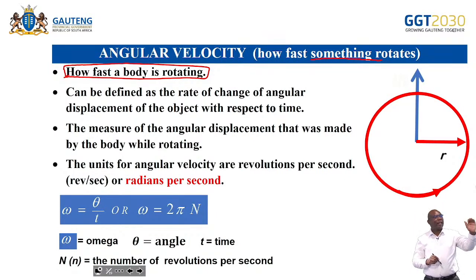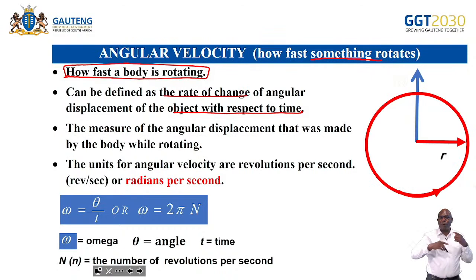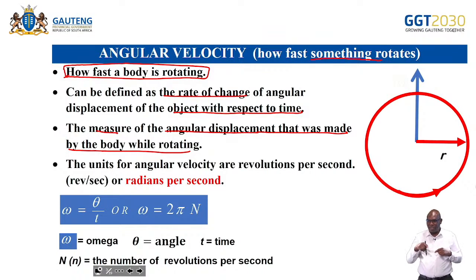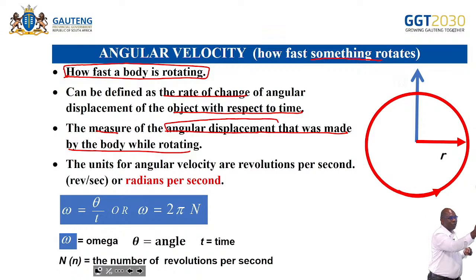It can also be defined as the rate of change of angular displacement of the object with respect to time. So in other words, we define it as a rate of change. You will remember the rate of change when you're doing your differential calculus. It is also the measure of the angular displacement that was made by the body while the body is rotating. Whilst the body is rotating, we measure that angular displacement.